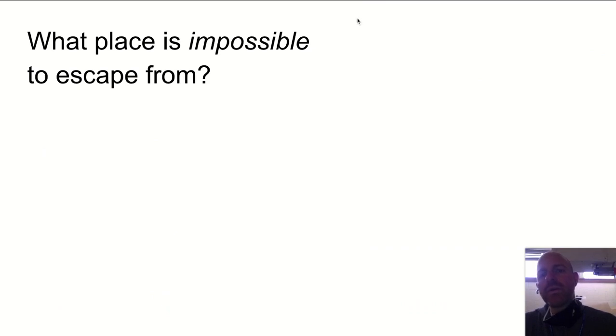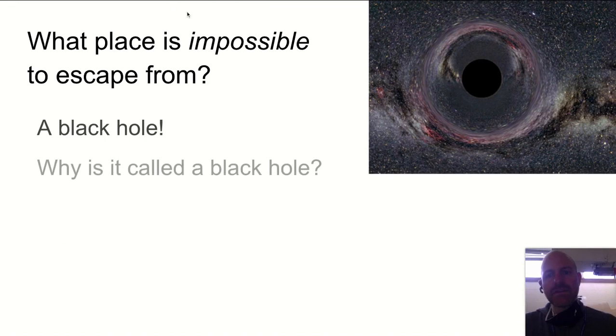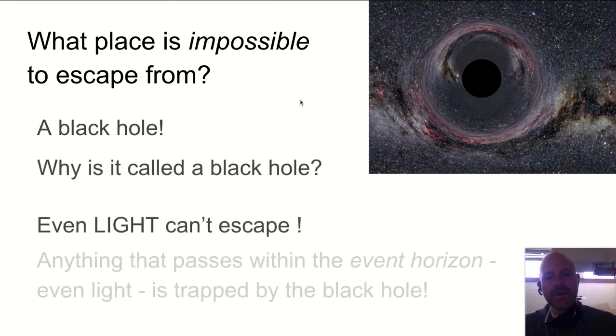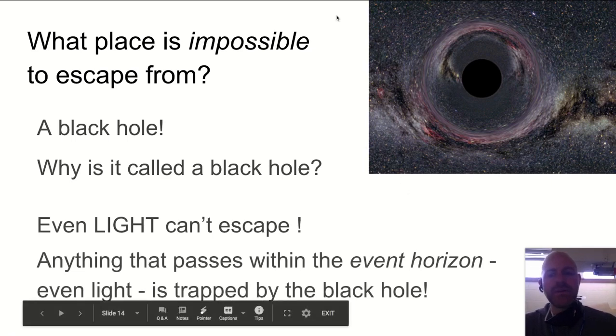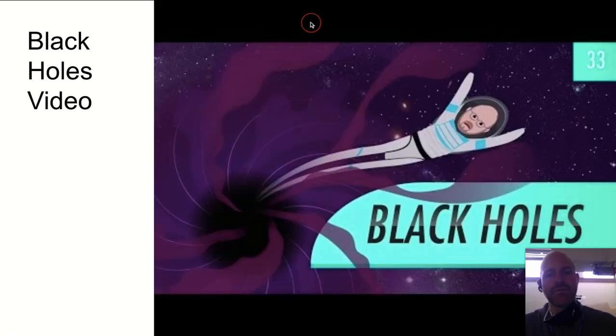So this leads us to a question with escape velocity. What can you not escape from? That's a black hole. And it's called a black hole because even light can't escape. You probably know all about that. Anything that passes within this distance we call the event horizon, even light is trapped. That's why it looks black, because light can't be sent out from there.